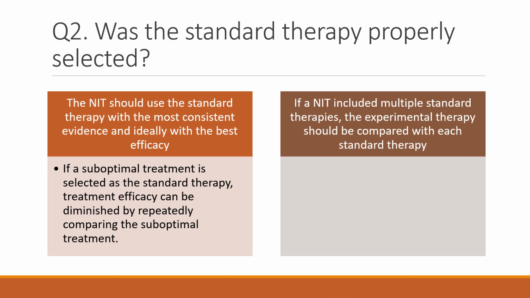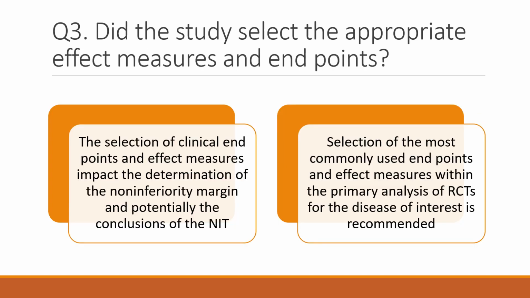Question 2. Was the standard therapy properly selected? Sometimes there is more than one standard therapy. In this situation, the non-inferiority trial should use the standard therapy with the most consistent evidence, and ideally with the best efficacy. Question 3. Did the study select the appropriate effect measures and endpoints?